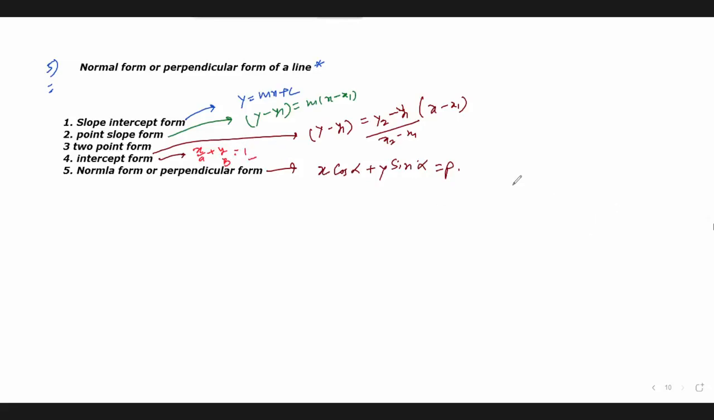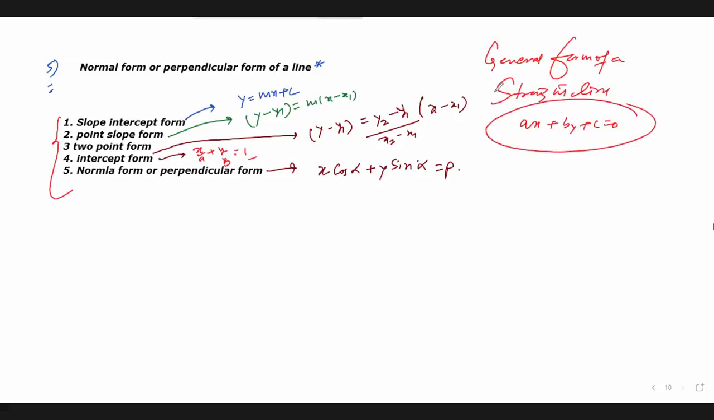So all these forms are representing a straight line. If I ask you what is the general form of a straight line, the general form of a straight line is ax plus by plus c equals 0. That is, it is a linear equation in two variables. So we have covered 1, 2, 3, 4. This fifth one is the normal form.